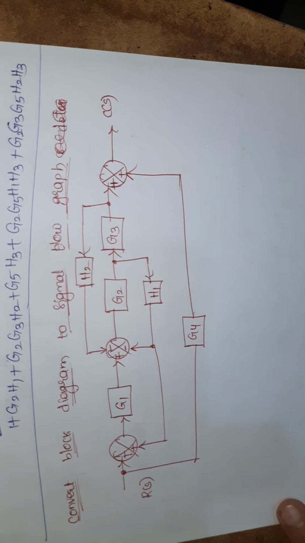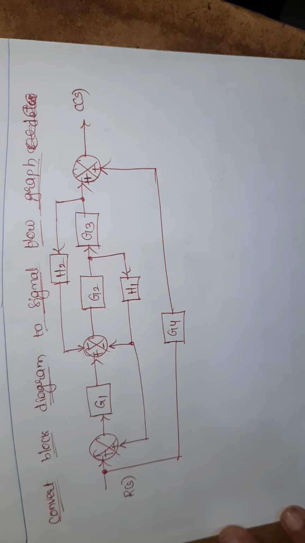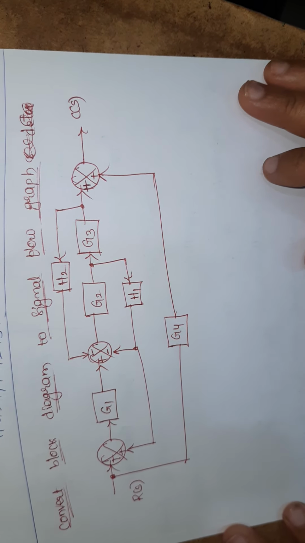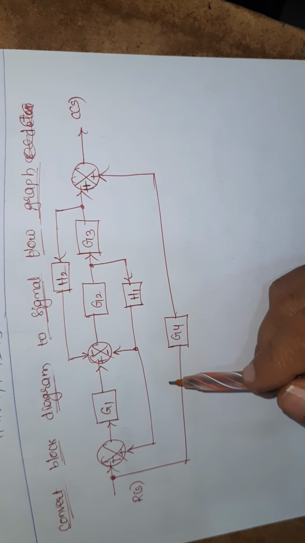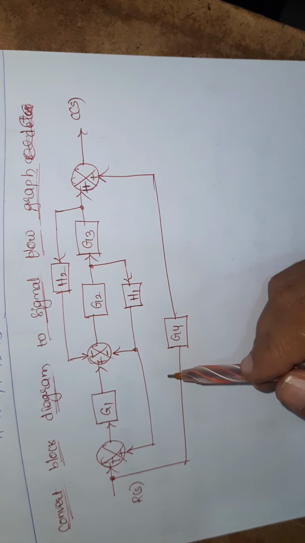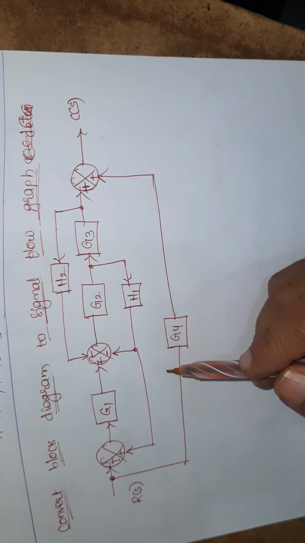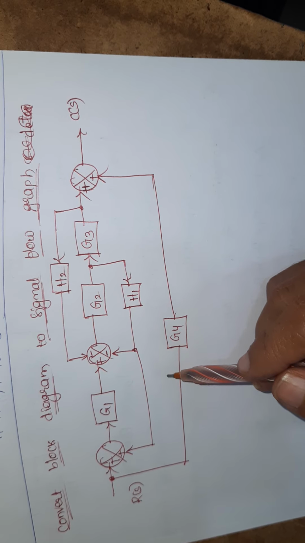Hello students. Now I am going to discuss how to get a signal flow graph from a block diagram, a given block diagram. If we are having a block diagram, we have to find the transfer function.